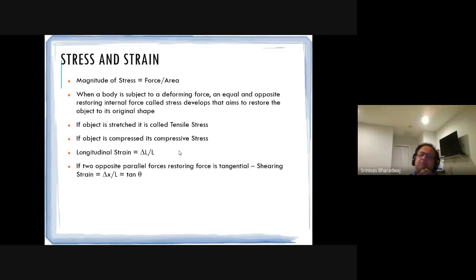Okay. Now, what is the magnitude of stress? The magnitude of stress is measured in terms of the force per cross-sectional area. Let's say you have a string like this, the force is what is applied at the ends to pull it. Okay, and the stress occurs to bring it back to its original shape. Now the area is a cross section of what is being stretched.